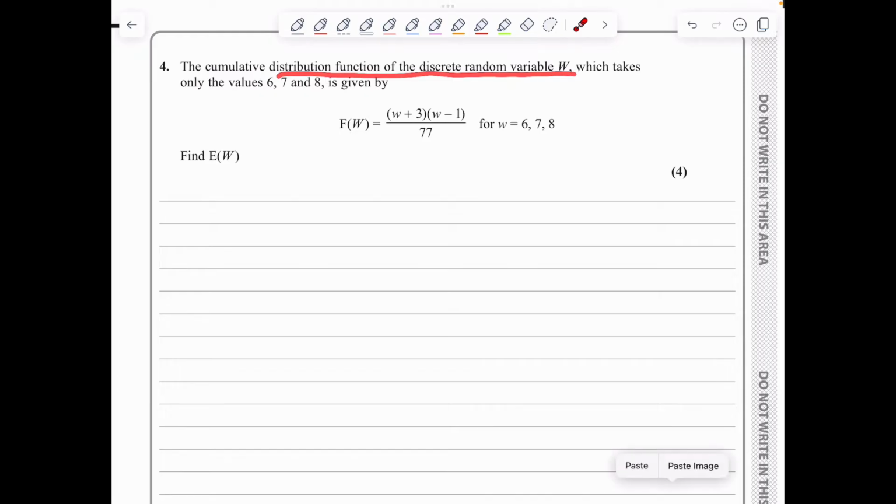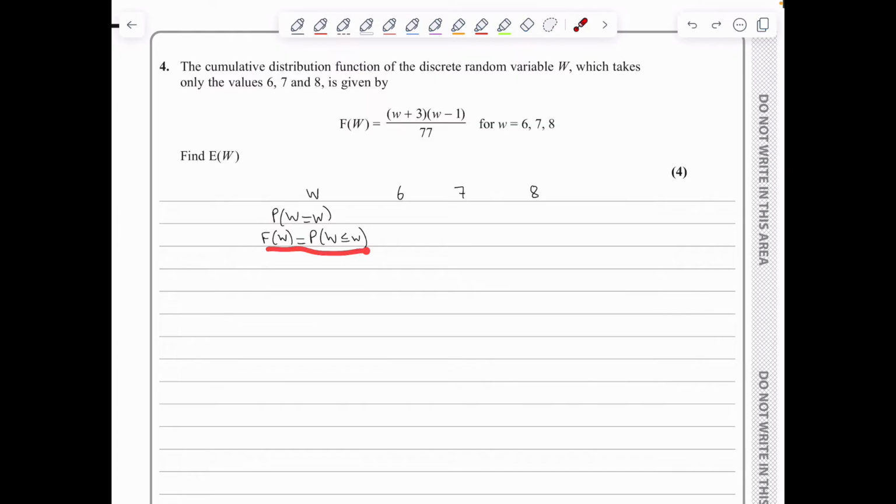In question 4, we've got the cumulative distribution function of a discrete random variable w taking values 6, 7, or 8 given by this expression here, and we need to find the expectation of w. Well, to do that, I will start by drawing up a table of values for w. I would start by determining the capital F of w, which is the cumulative distribution function for w, and then I'll proceed in finding the probability of w being each of these values here.